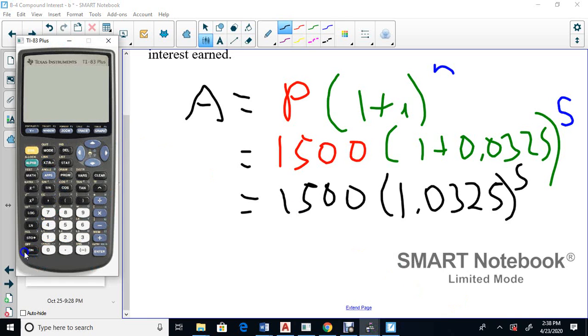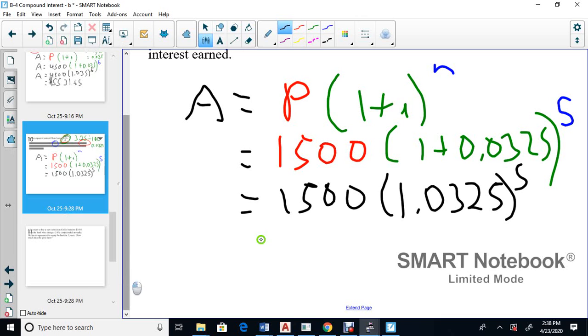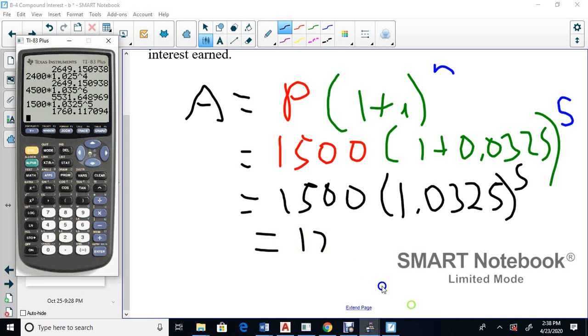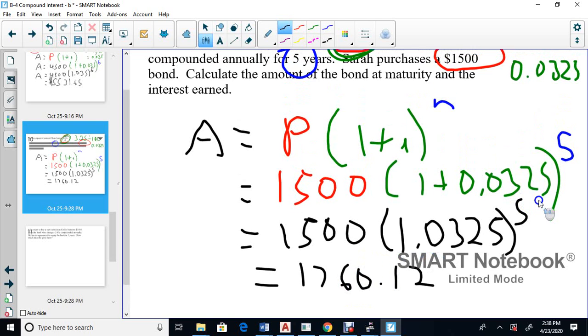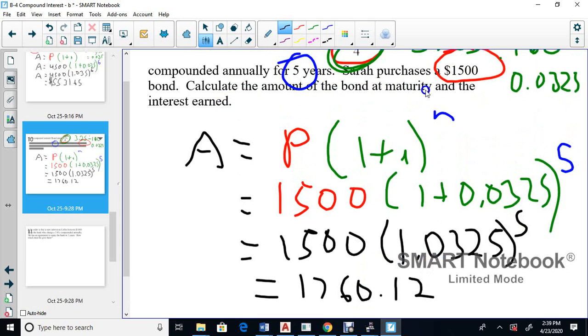Okay, so let's type this in the calculator. 1500 times 1.0325 to the exponent 5. Okay, and you're left with 17... It's too bad that calculator disappears. I can't remember the number. 1760 decimal 12 rounded. Okay, and let's see, it says calculate the amount of the bond and the interest.